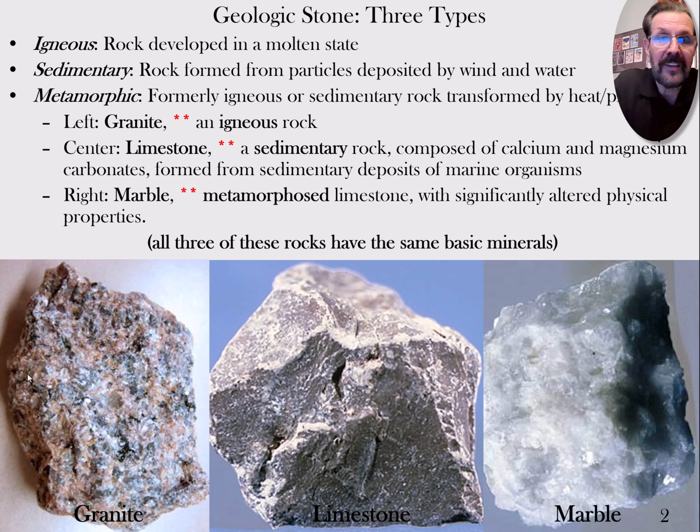There are three basic kinds of stone. There's igneous rock, there's sedimentary rock, there's metamorphic rock. In this picture down at the bottom, the three pictures, I've got a picture of granite, limestone, and marble. And they're actually all three the same minerals, lots of silica, but the igneous rock was developed from molten lava, from molten rock, maybe from volcanoes and other sources like that of molten rock.